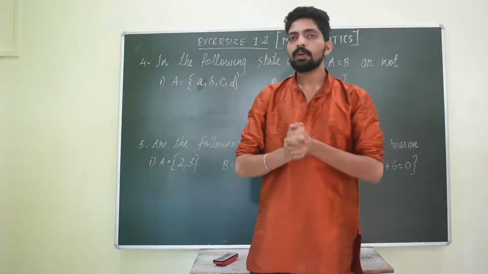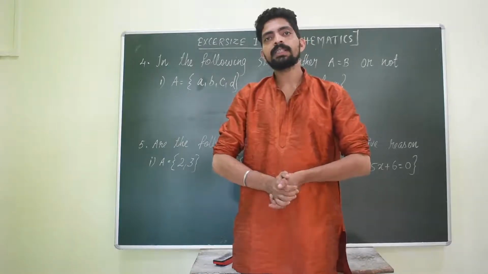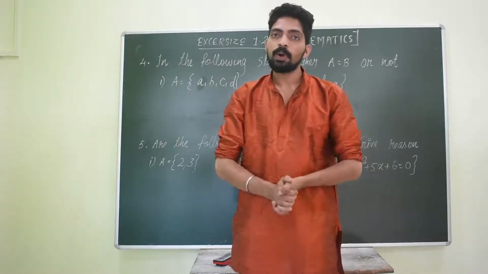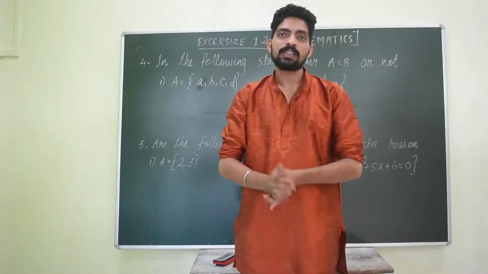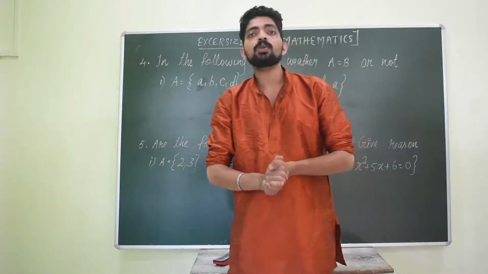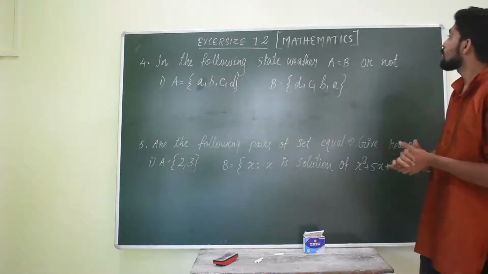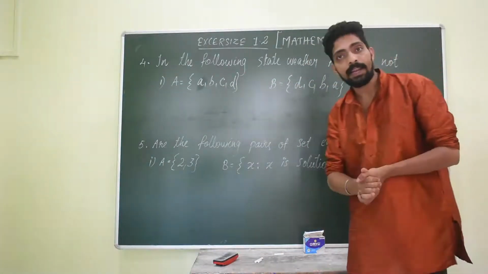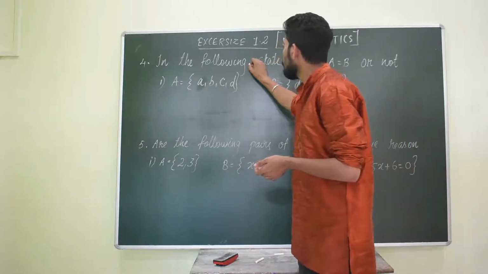Question number 2 is over. Question number 3 is a continuation of question number 2. If you read the questions, you can understand what the answer will be. Now we can do question number 4. In the following, state whether A is equal to B.